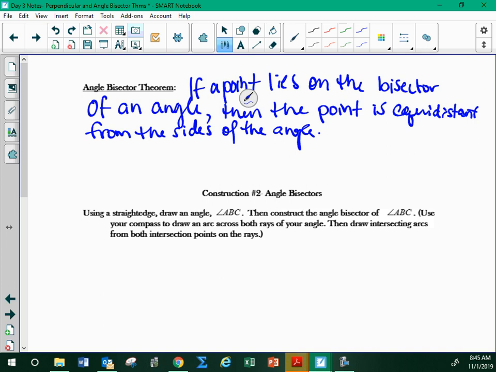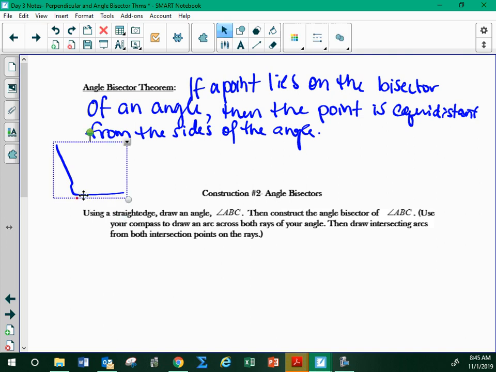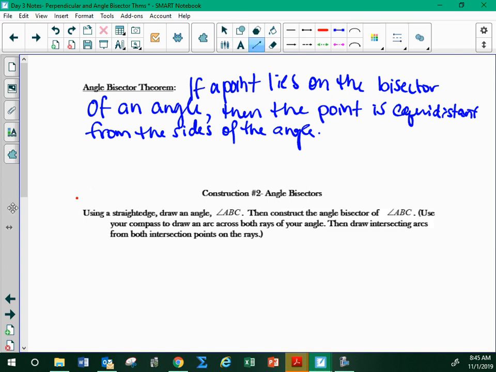Let's draw a picture for this. This is true no matter what type of angle we have, acute, obtuse, or right. So I'm just going to go ahead and draw an angle and label it ABC. You can do the same. It's up to you whether or not you want to make it acute, obtuse, or right. I'm going to draw it from my computer. Technically, this should have arrows.